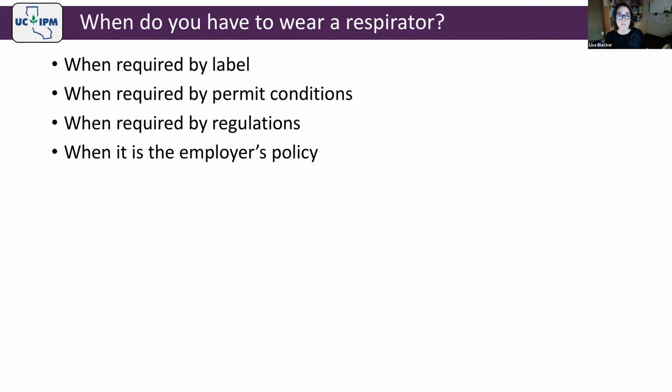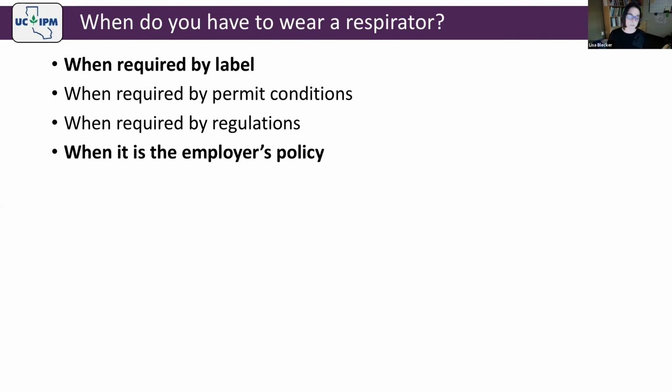So if any of these four things are true, it's a required use, and all of the requirements of section 6739, the respiratory protection requirements for pesticides, Title 3, they all apply. Okay, so primarily you're going to be wearing a respirator either when it's required by the label or when it's your employer's policy. So you're being instructed by your employer, supervisor, whoever, somebody at your workplace is saying you will wear this respirator when we apply this pesticide. That is a required use.